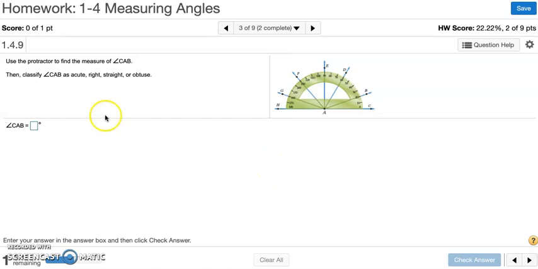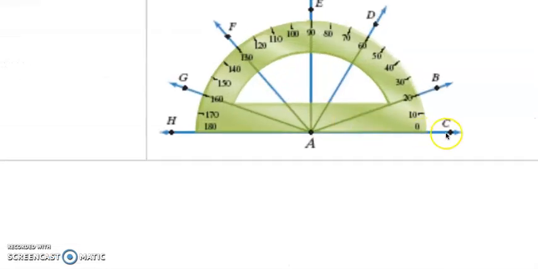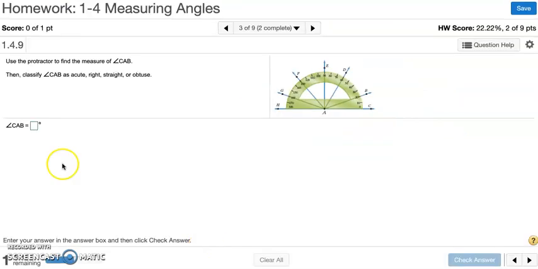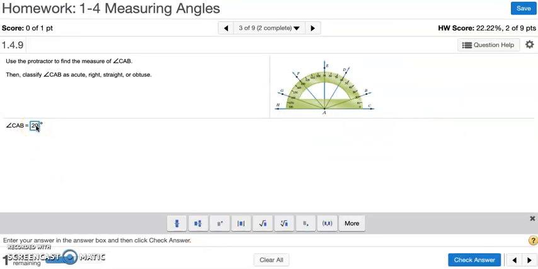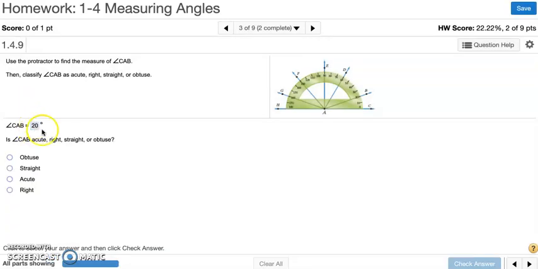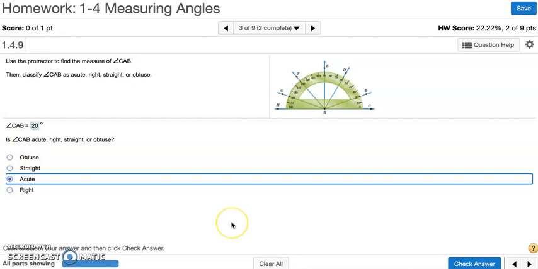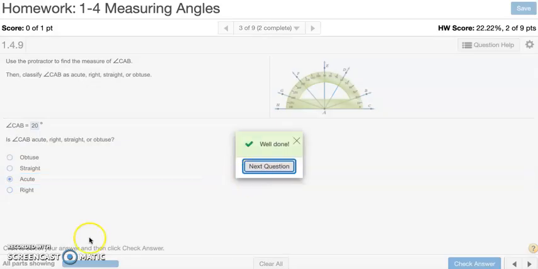Number three, it says use the protractor to find the measure of angle CAB, and then classify if it's acute, right, straight, or obtuse. So CAB, if I zoom in, C, A, and B. So going from 0 up to 20, it will have 20 degrees. Since it's 20 degrees, it's smaller than 90, so it's going to be acute. And that's number three.